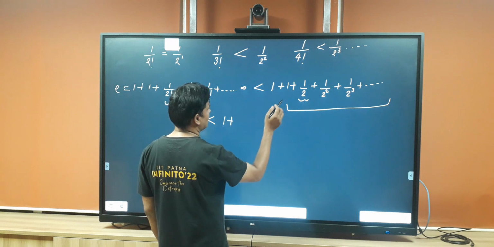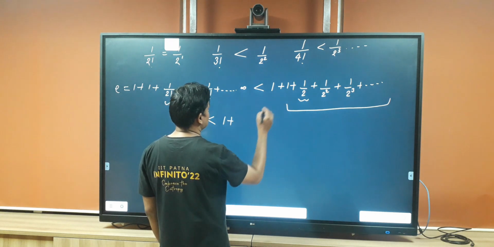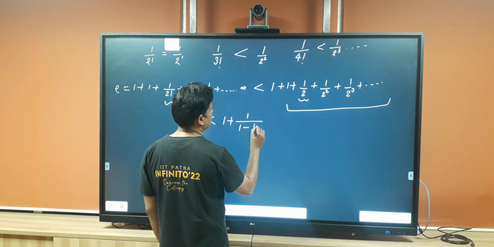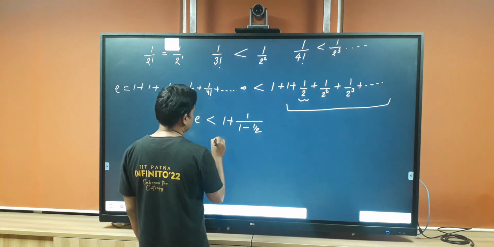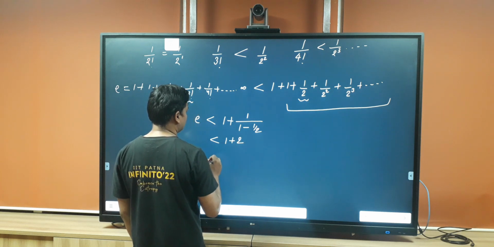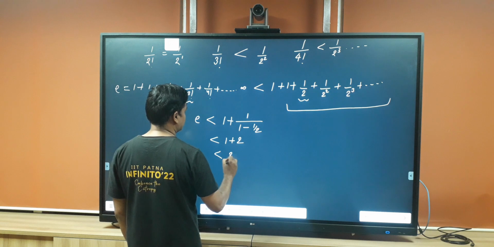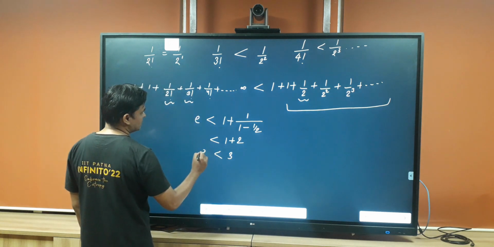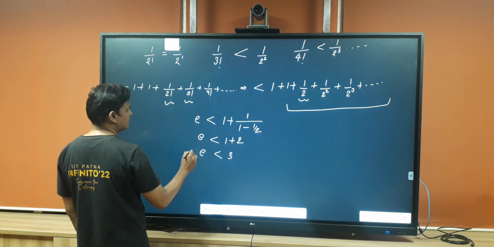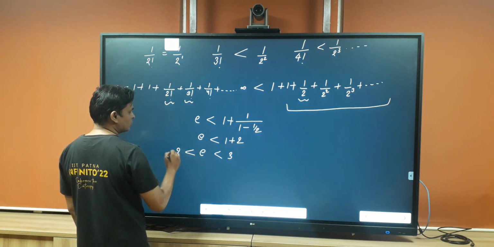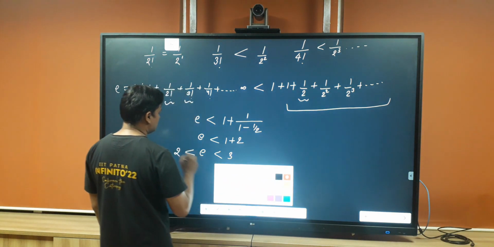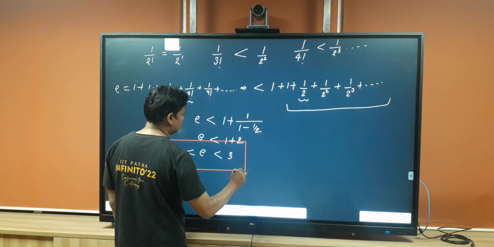So from here I can write A. What is A? The first term is 1, and in 1 minus R, the common ratio is 1 upon 2. So I can write it as 1 plus 1 upon 1 minus 1 by 2, and that is less than 3. Therefore E is less than 3, and earlier we found that E is greater than 2. Therefore we can conclude that the value of E is always greater than 2 and less than 3.